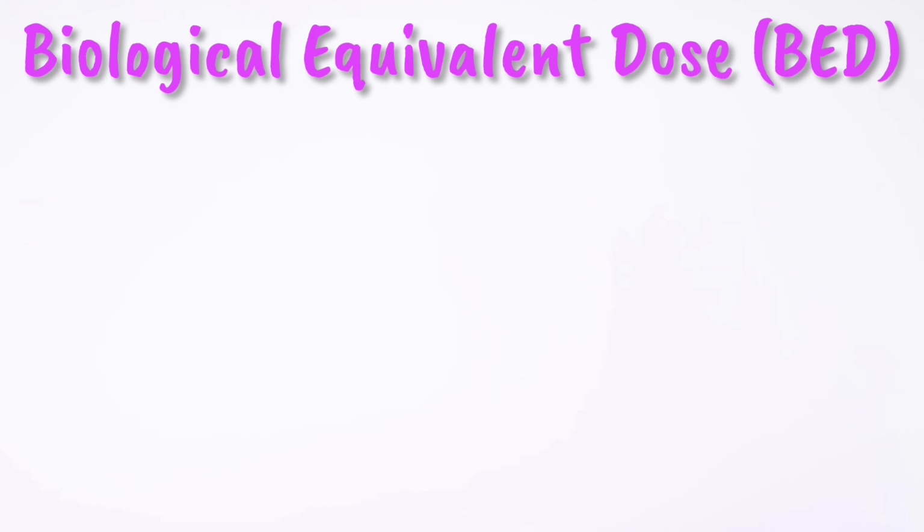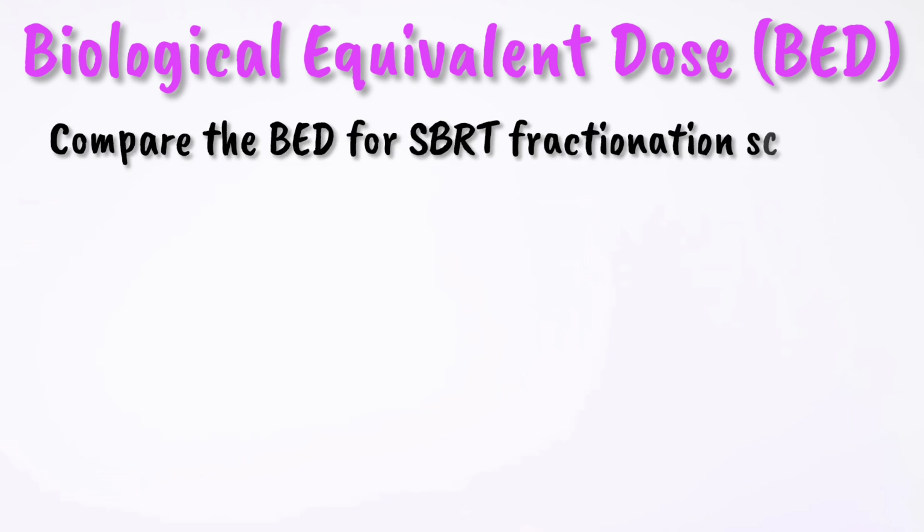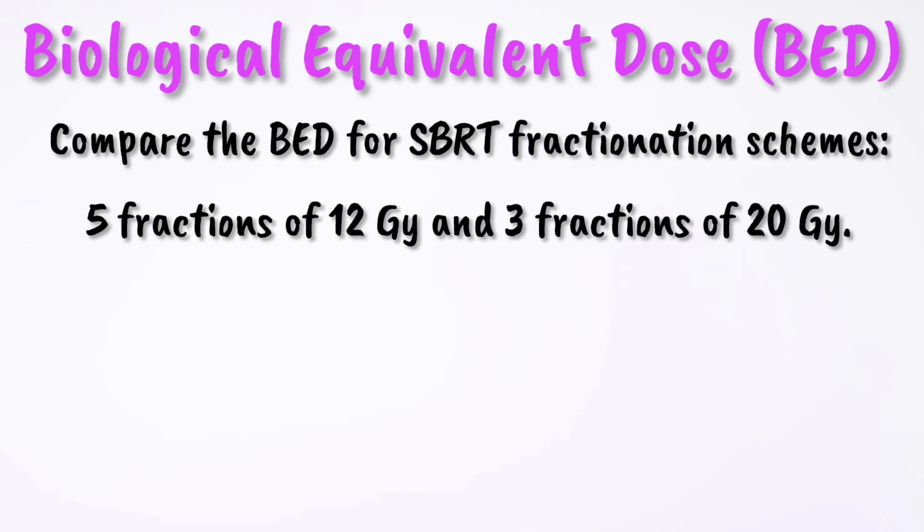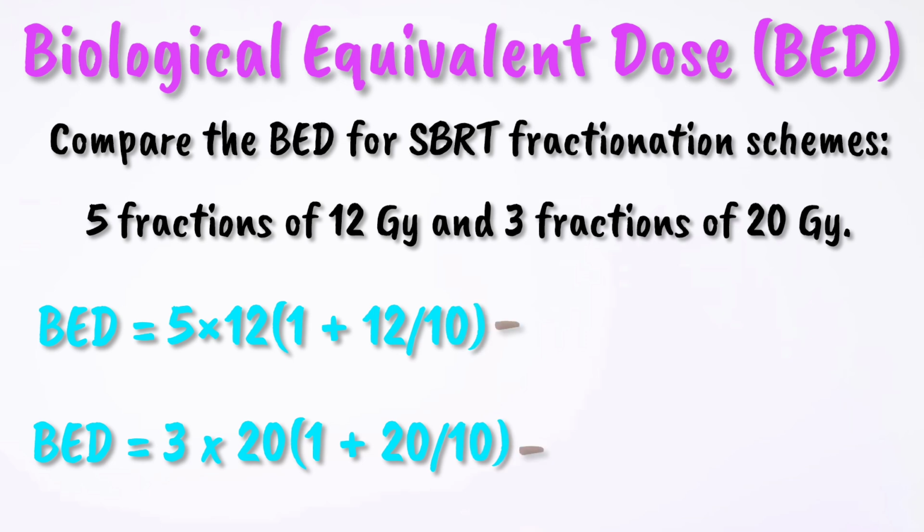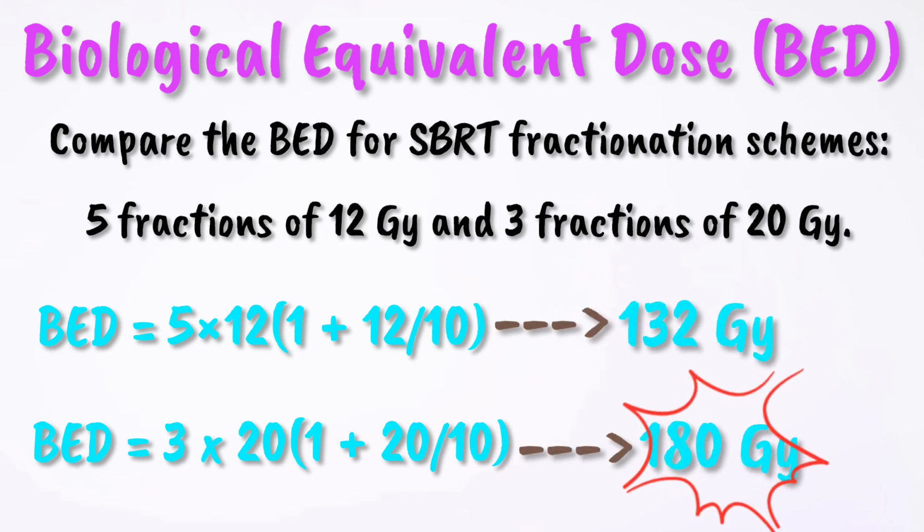Let's understand this using example. Compare the BED for SBRT fractionation schemes. 5 fractions of 12 gray and 3 fractions of 20 gray. For early reacting tissues, we use alpha by beta ratio value 10. Scheme 3 fractions of 20 gray will have more biological effect, even if the total dose is same.